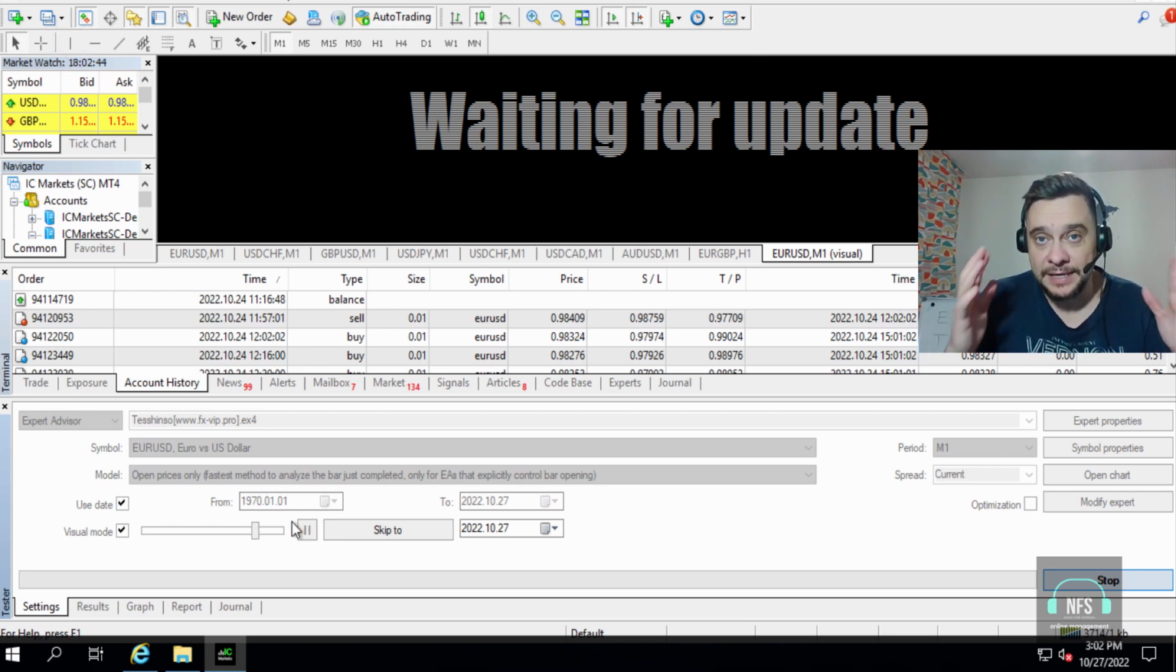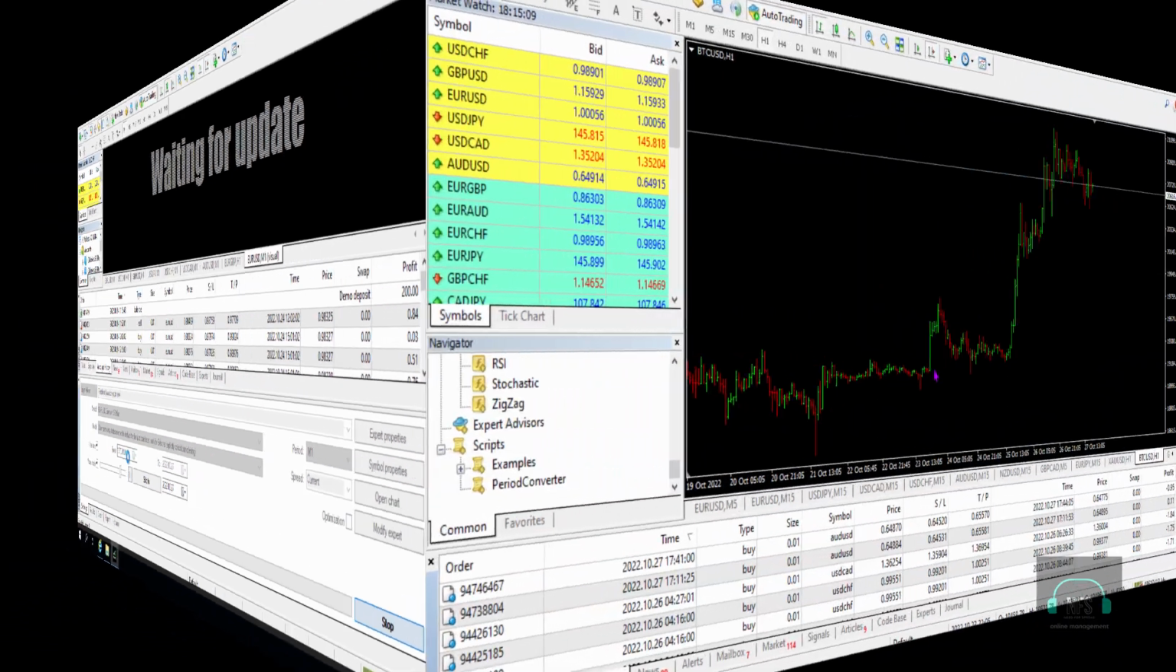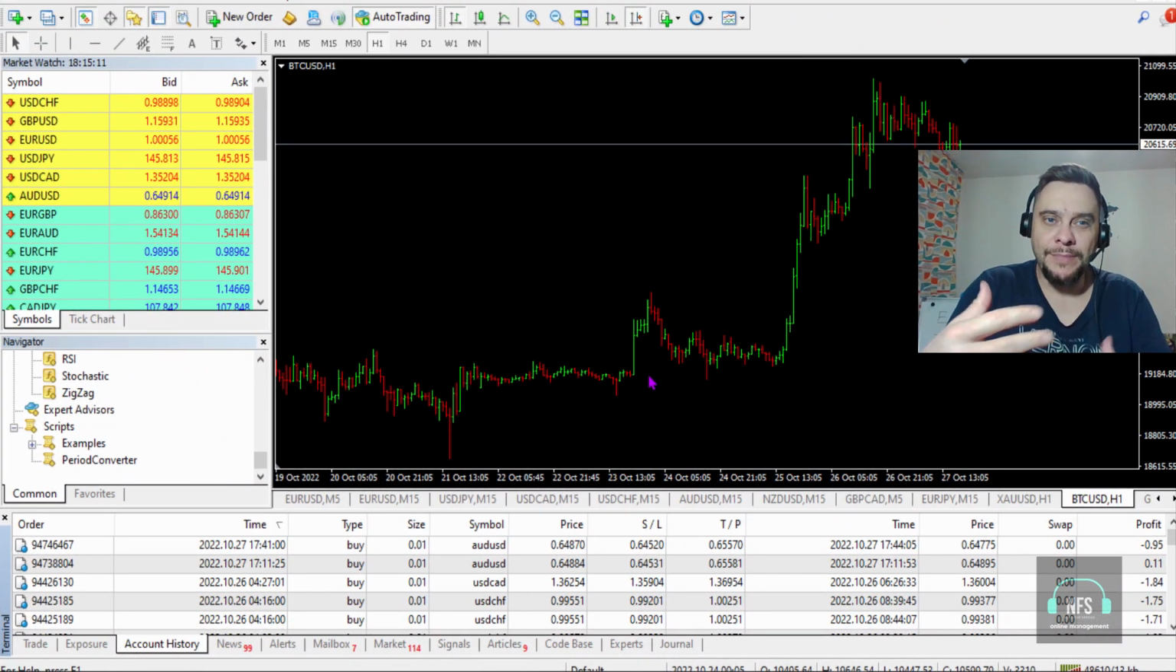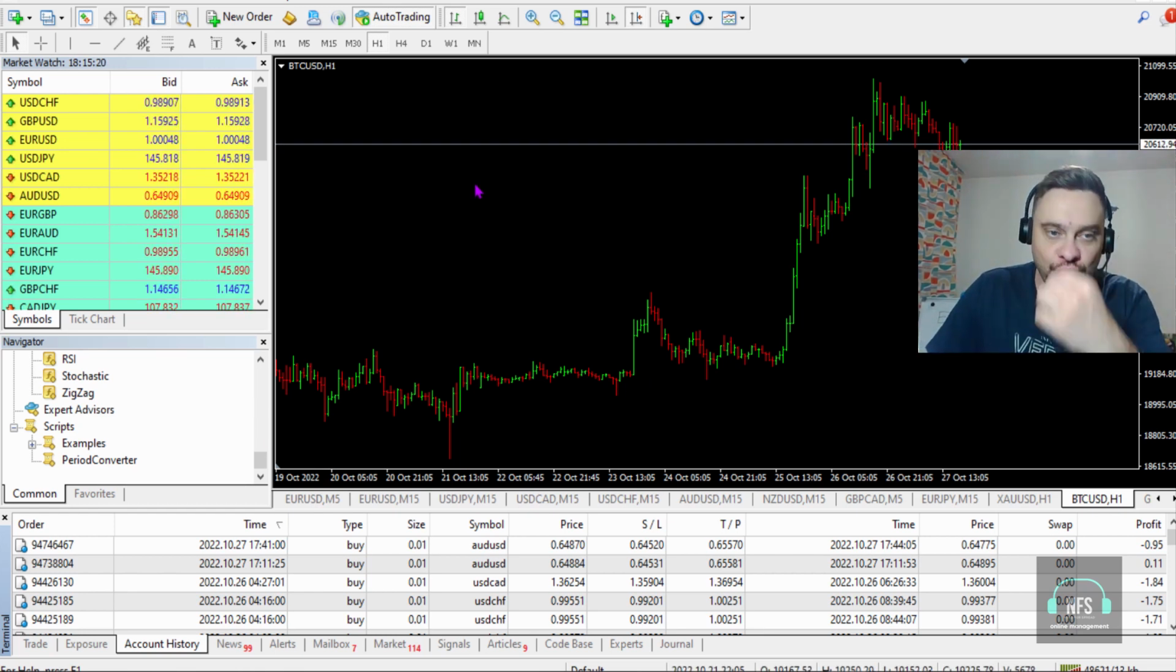And this is what a free VPS means. As you can see, it's blocking sometimes, it's working hard, but if you have a paid, good VPS, such a thing will never happen. This is happening because there is a lot of data, because I wanted to test it from 1970.